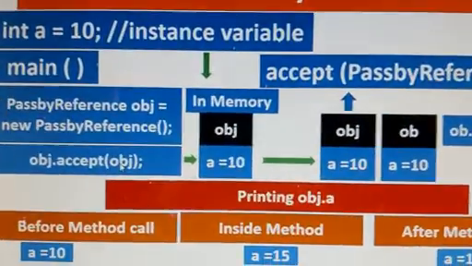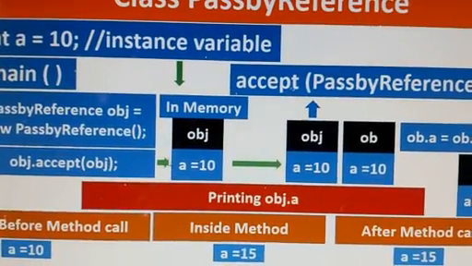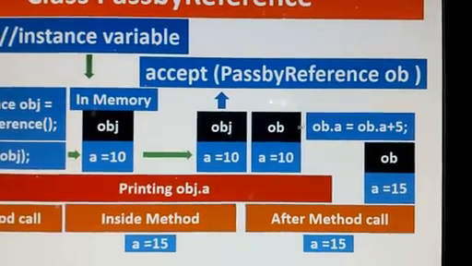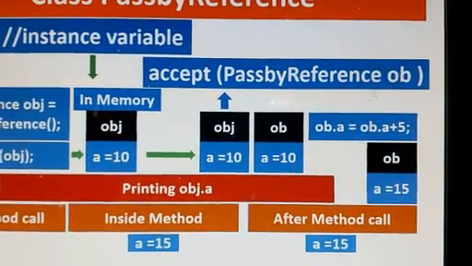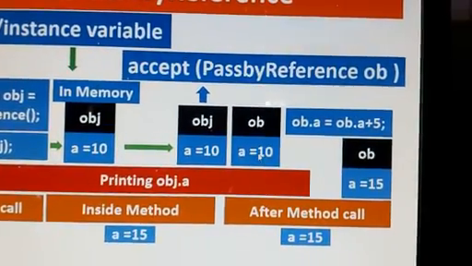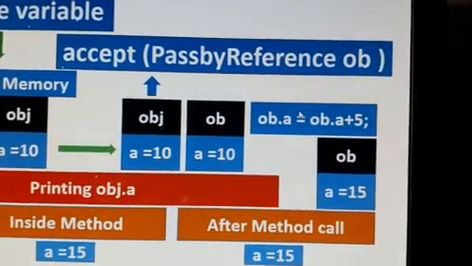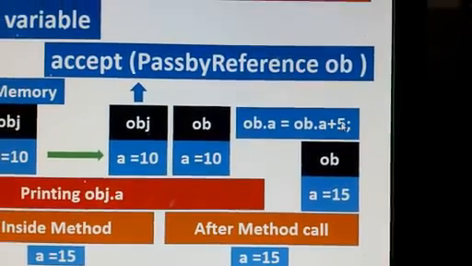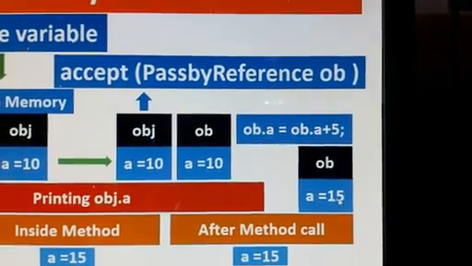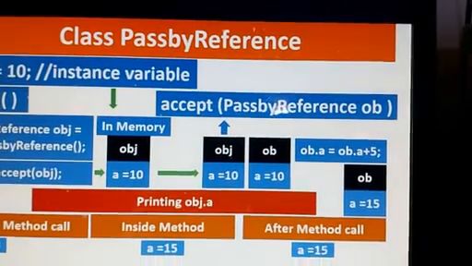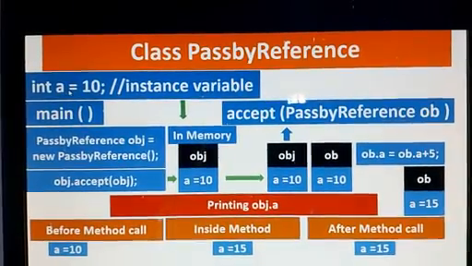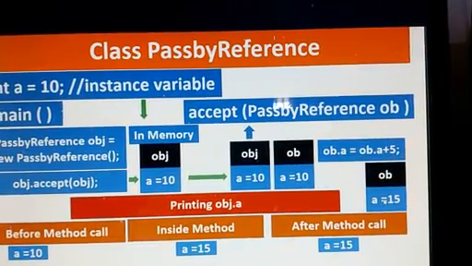So when I am passing obj, the entire object with a equal to 10 will be passed here, and it is stored in ob, another object. So obj will be transferred to ob, again ob with a equal to 10, and inside the method I have written ob.a equal to ob.a plus 5. So the value will be ob.a equal to 15. That means which a equal to 15? Now a is changed. Which a? Now this a. Before it was 10, but I have changed a to 15.